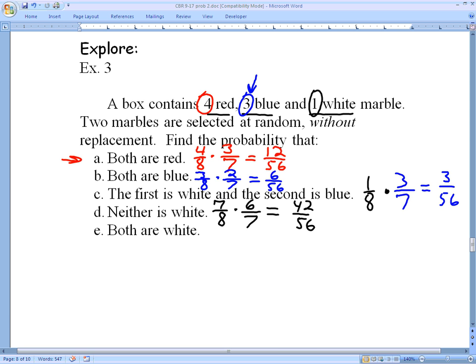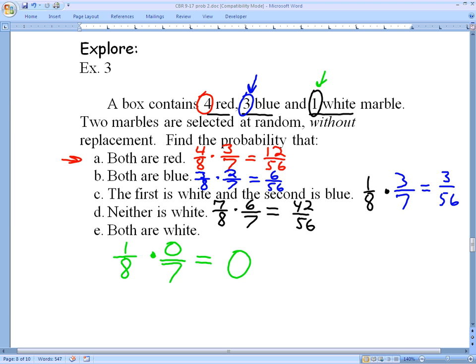And last but not least, both are white. What was the probability of getting 1 white marble? Well, it's 1 out of the total of 8 because there was only 1 white that we had to start with. Now for my second pull, I've pulled out a white marble, so there's 1 less total marble, only 7 marbles left. And how many of them are white? Well, I took out the only white one, so 0. 0 divided by 7 is 0. 0 times anything is 0. And so that probability is 0.